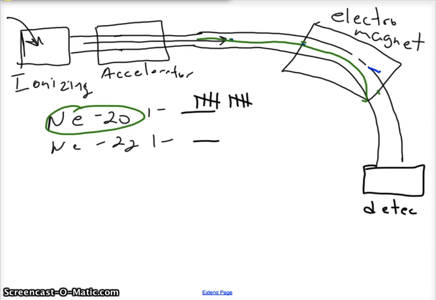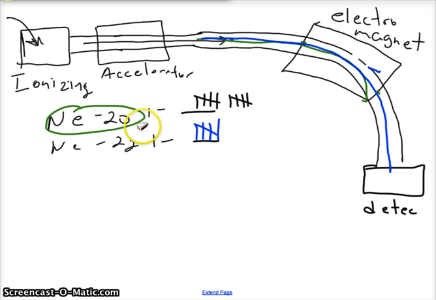But the heavier isotope, the neon 22, instead of hitting the outside wall, is now going to come down the tube and hit our detector, and it's going to start counting. 1, 2, 3, 4, 5, however many it counts. And so you have this detector counting, based on the strength of the field, what mass is coming through.